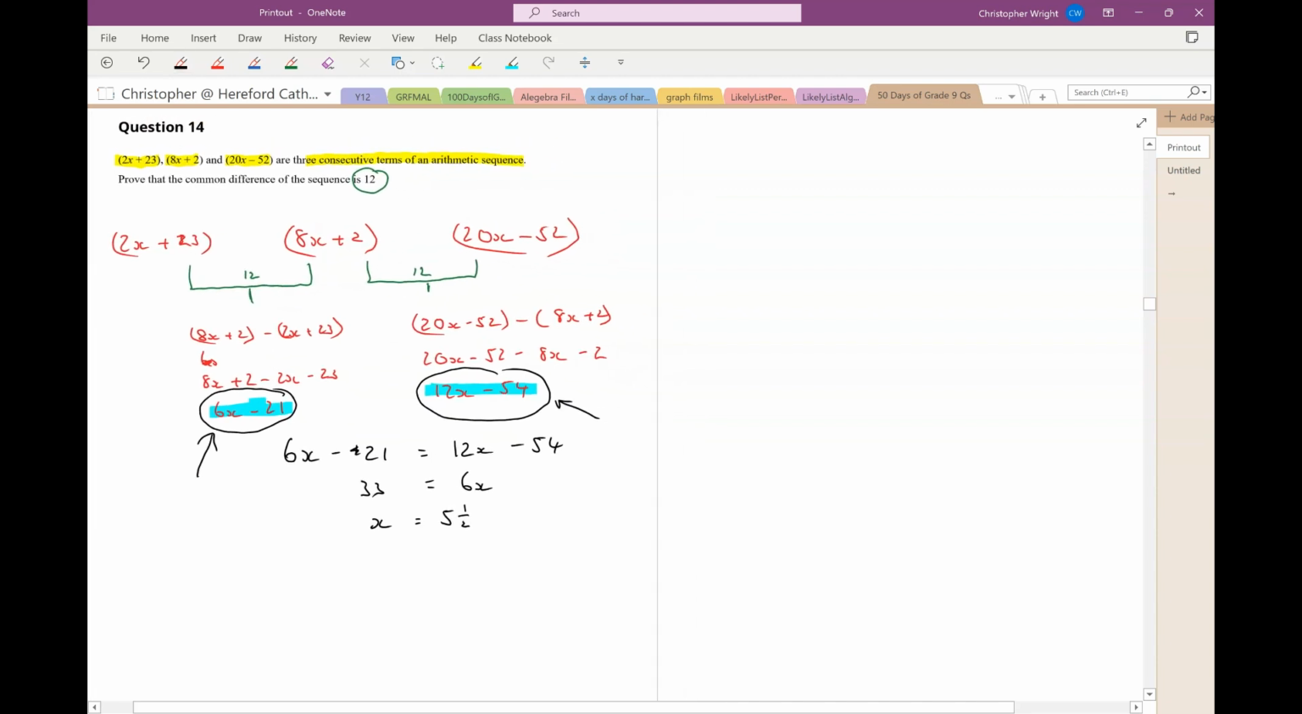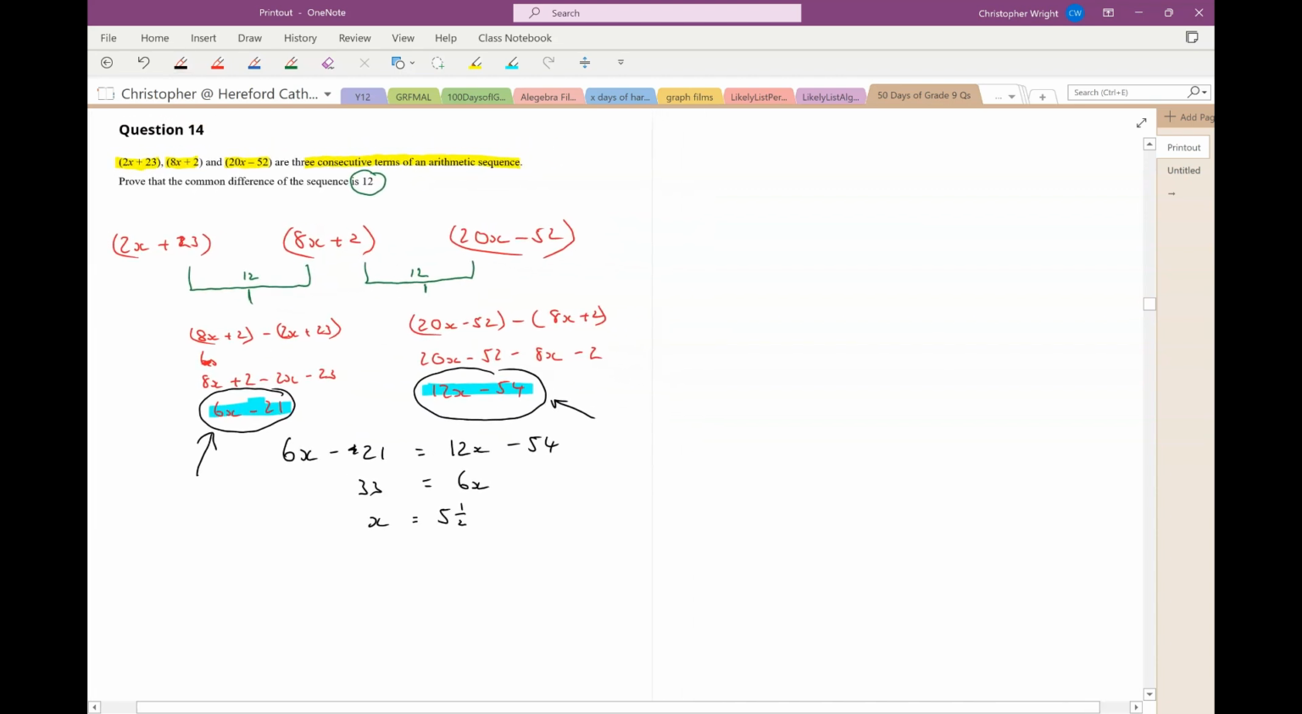Another way of doing it, which perhaps seems a bit more intuitive, is to use x is 5.5 to work out the value of each of the terms. The first term is 2x plus 23. Well, if x is 5.5, then that gives you 34. The second term is 8x plus 2. If x is 5.5, then 8 times 5.5 plus 2 is 46. And the third term is 20x minus 52. 20 times 5.5 minus 52 equals 58. And now you can see that the difference between the terms is indeed 12. And that's question 14 done.